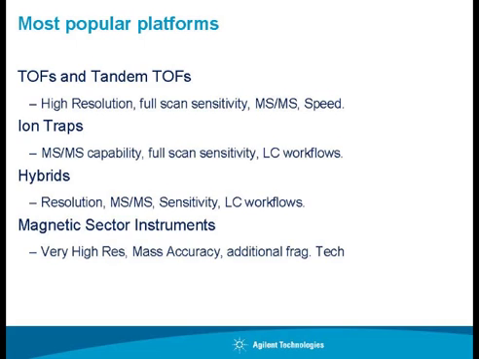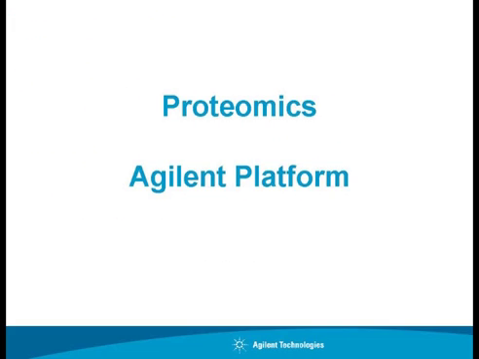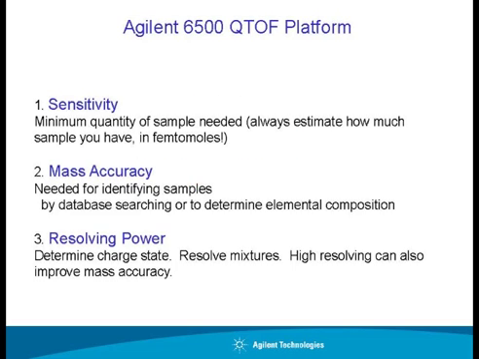Most popular platforms are either TOF or tandem TOFs. When I say tandem, I mean a quadrupole coupled with the time of flight, so quadrupole time of flight, tandem. Then there are ion traps, where you have MS-MSn capability, hybrids, okay, and then magnetic sectors. So there are various types of popular platforms, but I will just concentrate on something which we have in the Agilent portfolio, which is being used for proteomics, which is a quadrupole time of flight, Q-TOF, type of instrument. Why do we use Q-TOF, even though we have a triple quad also? We still say that for proteomics we need a time of flight type of instrument.